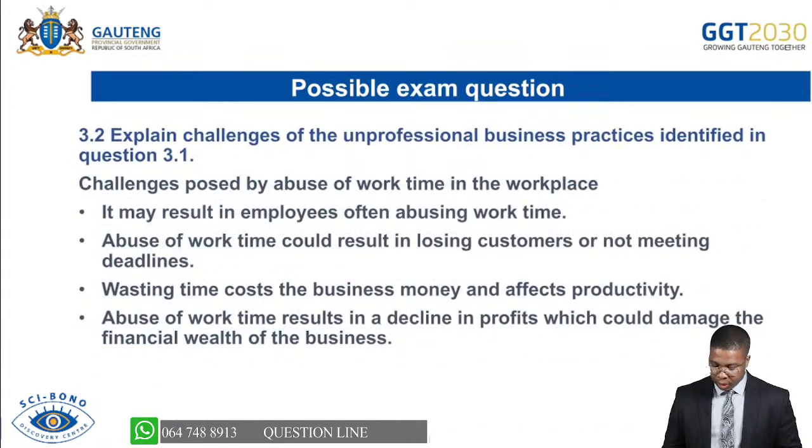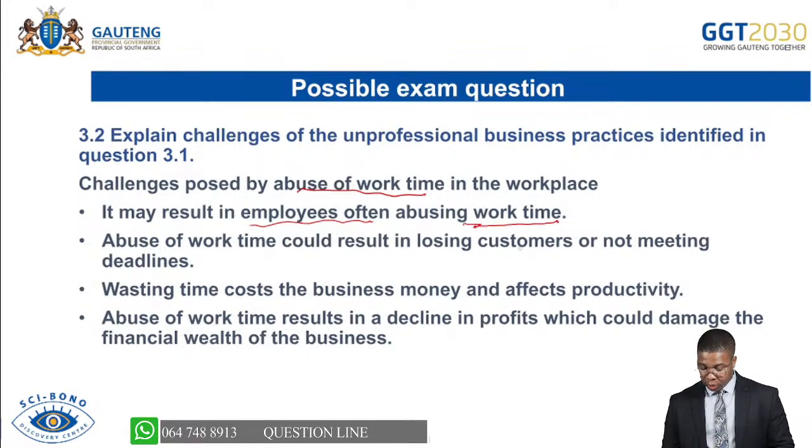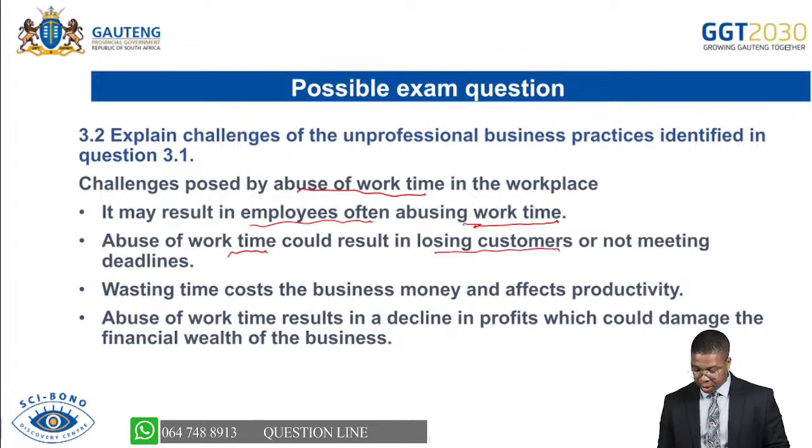Then another one now is what? The challenges of what now? The challenges of abuse of work time. Abuse of work time is a challenge. It may result in employees often doing what? Abusing work time, so other employees may join in. An abuse of work time could result in losing customers or not meeting what deadlines because you're busy.